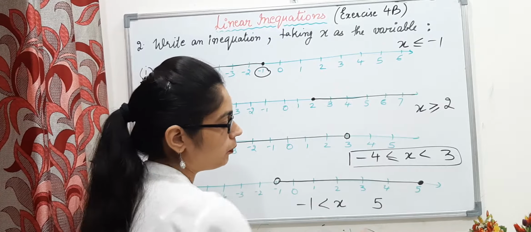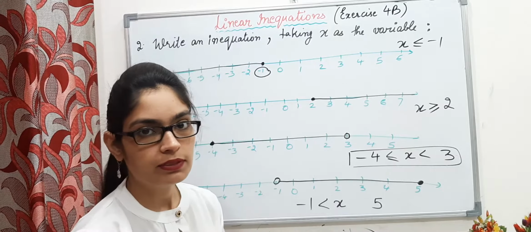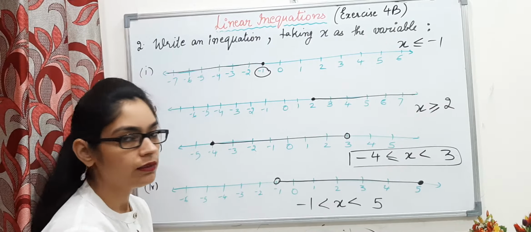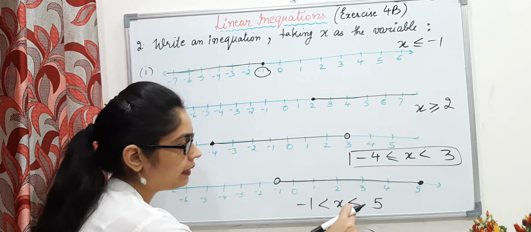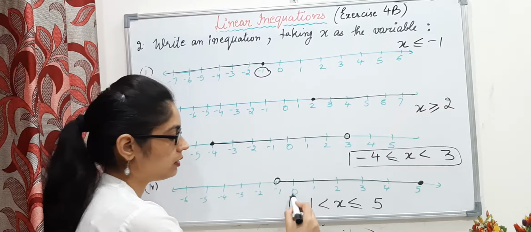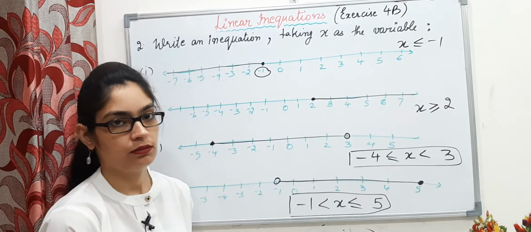Right side, if I say point 5, from 5 the line is going towards left side. So with x only we have to see, x will be less than. Left side means it will be less than, and dark dot means equal to will also be there. So this is the inequation for this graphical representation.